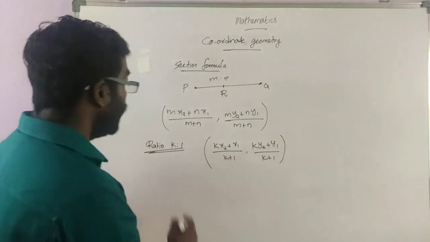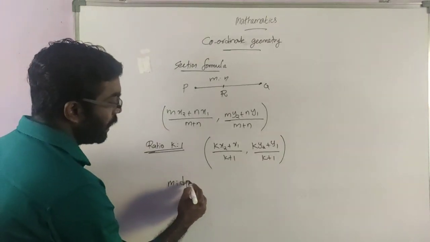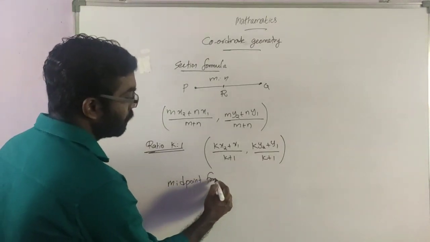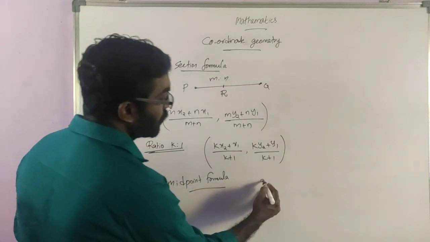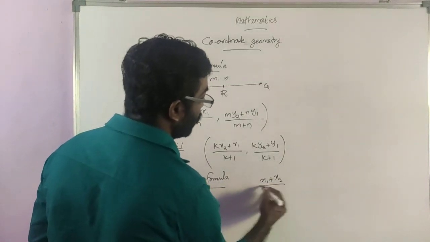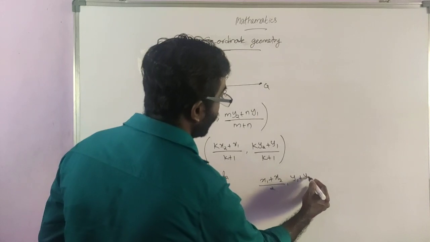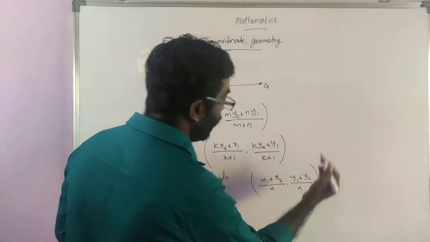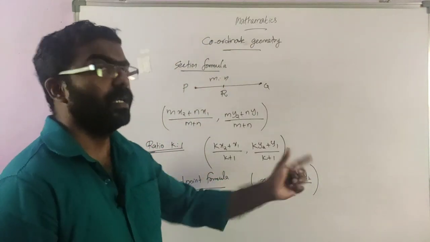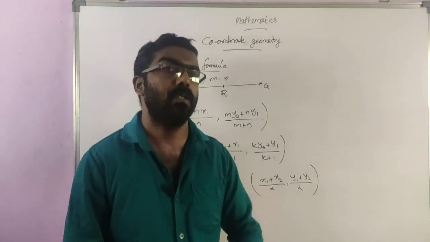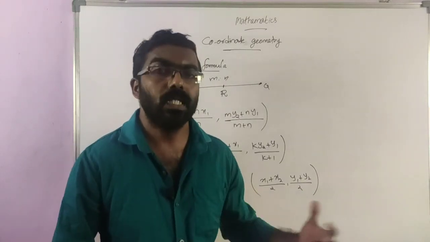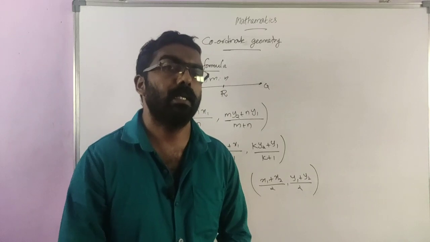Okay. And the next one is the midpoint formula, and in the midpoint formula, we write what? (x1 + x2) by 2, (y1 + y2) by 2. And in 3D, or 3-dimensional geometry, we write (z1 + z2) by 2 also. Okay, so these are the important formulas you have to keep in mind in this section.